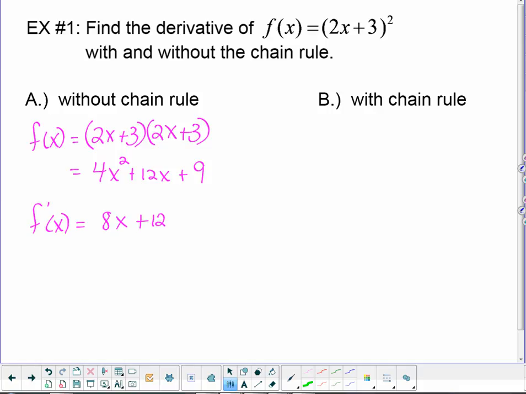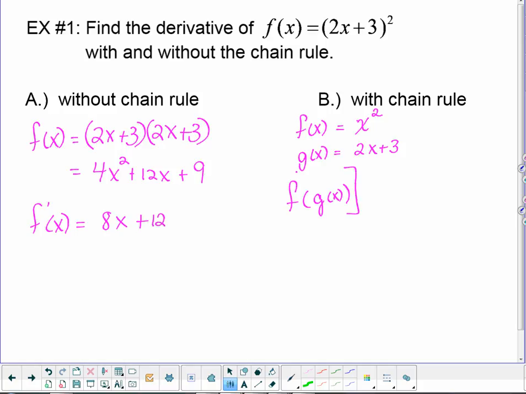Easy to do. What about using the chain rule? How does that differ? Well, first I'm going to talk about how this is a composite function. I'm going to let f of x be my outer function, and that's just going to be something squared. And then I'm going to set g of x to be my inner function, 2x plus 3. Based on the chain rule, here's the structure of my composite function. It's g of x inside f of x, so f of g of x.